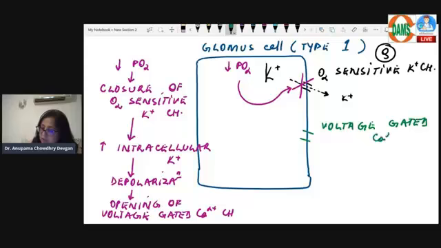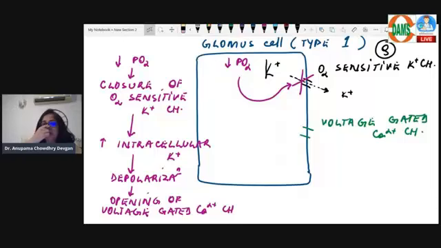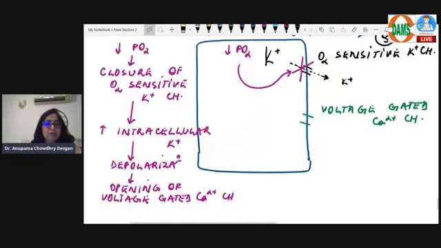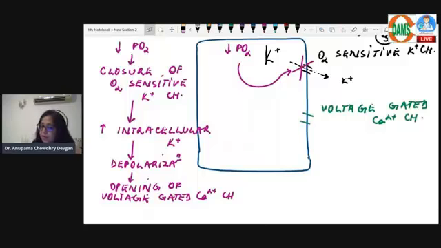Hypoxia causes closure of the oxygen-sensitive potassium channels, which in turn leads to increase in intracellular potassium, depolarization of the glomus cell, and opening of voltage-gated calcium channels. Calcium will come from outside to inside. When calcium comes from outside to inside, present within these cells are vesicles which contain a neurotransmitter.